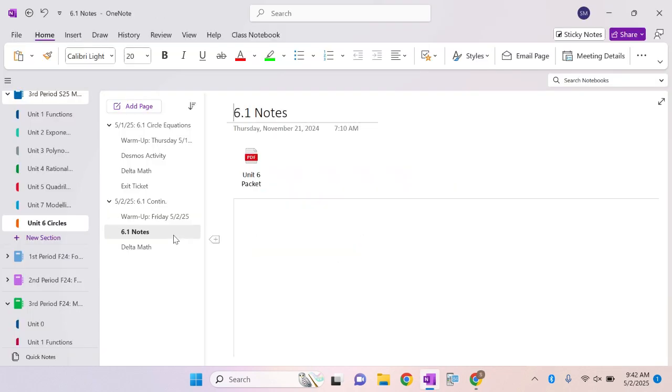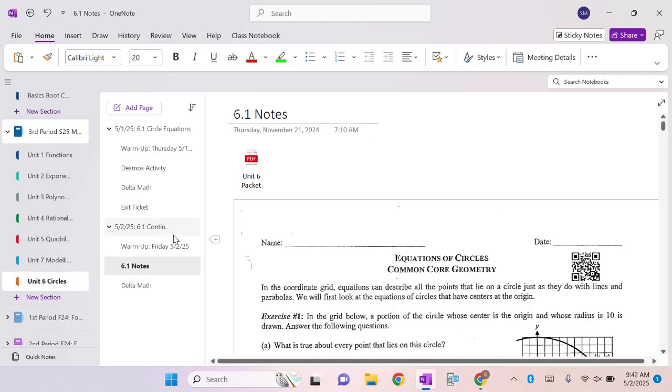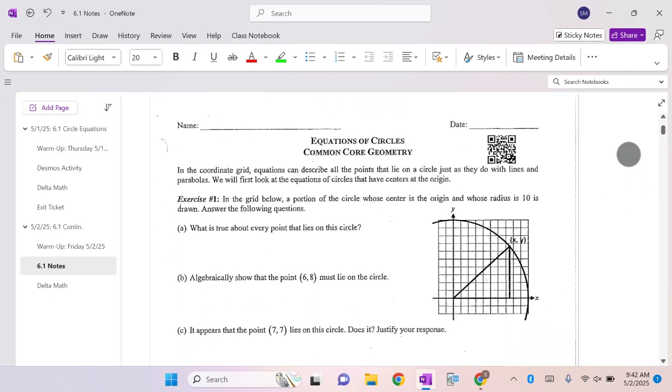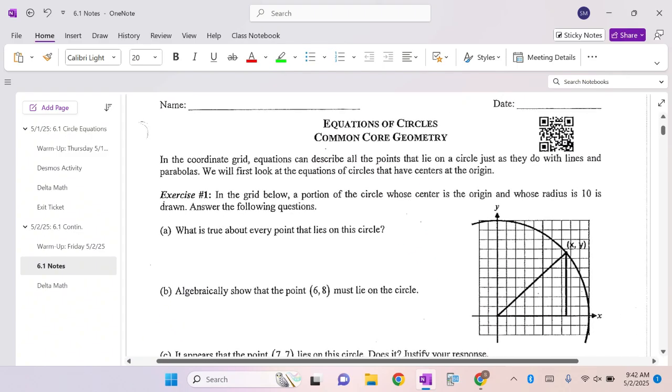So, again, I'm looking at the packet, very first part. All right. So, again, we're going to go through this fairly quickly because it's really nothing new from what we talked about yesterday. Remember, yesterday we talked about the standard form equation for a circle. The equation of the circle formula is still on the board.